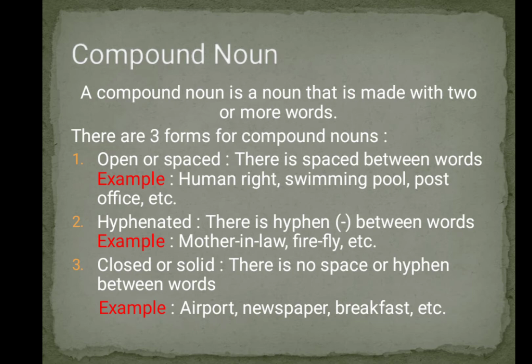Number 2 is hyphenate. There is hyphen between words. For example, mother-in-law, firefly, and etc. Number 3 is closed or solid. There is no space or hyphen between words. For example, iPod, newspaper, breakfast, and etc.